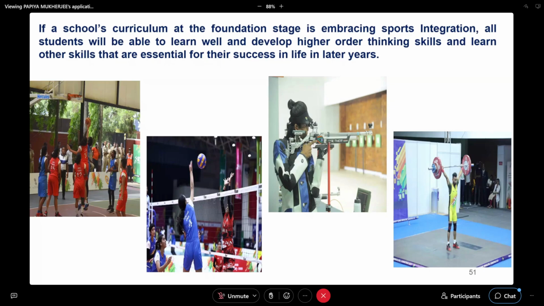If a school's curriculum at the foundation stage embraces sports integration, all students will learn well and develop higher order thinking skills. They learn other skills also, life skills, which are very essential for a successful life in later years. So many things are learned on the playfield that cannot be embedded in them even by years of learning. That calls for art integrated learning to be made an integral part of our pedagogy.